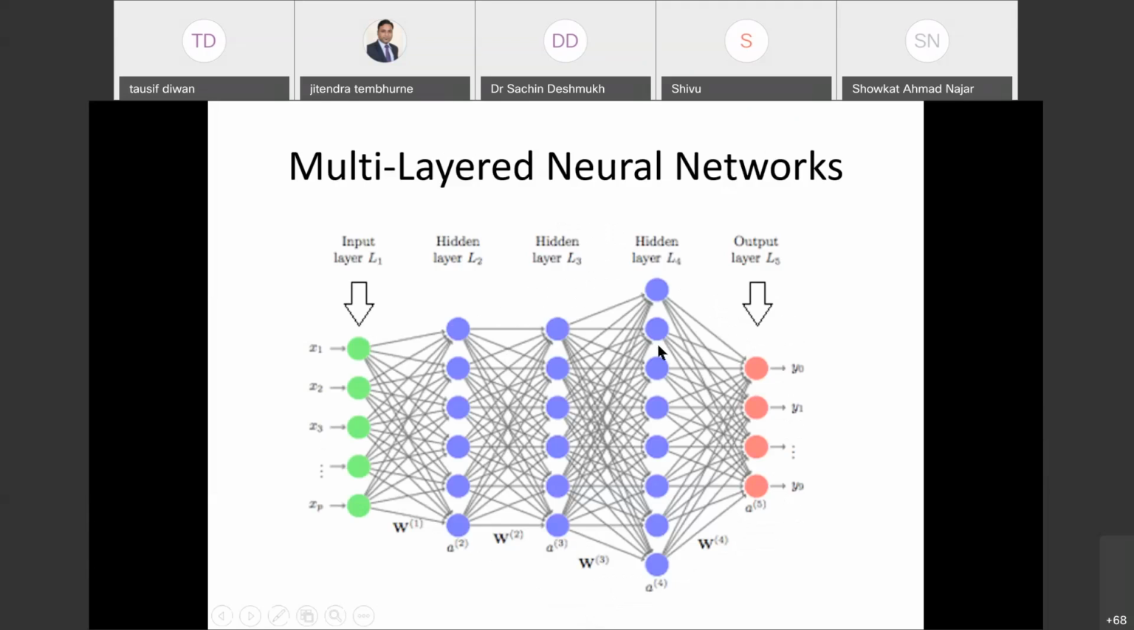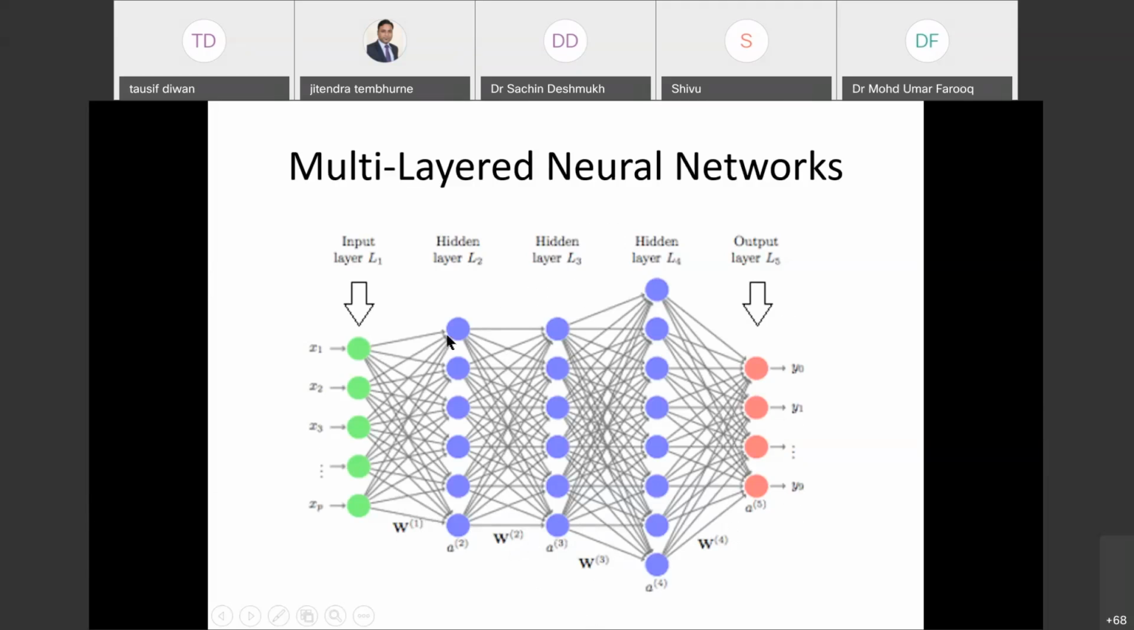Similarly, we can see one more deep neural network here. 3 hidden layers are there. This is the output layer, and these are the hidden layers. Now, one intuition is there, like weight matrices. The weight matrix between the input layer and the first hidden layer is represented with the help of W1. The weight matrix between the first hidden layer and the second hidden layer is represented by W2, and so on.